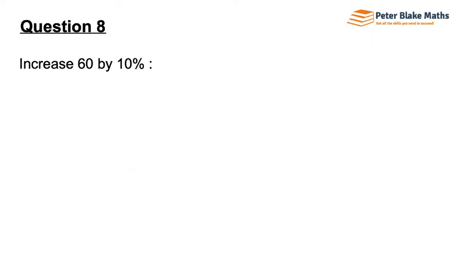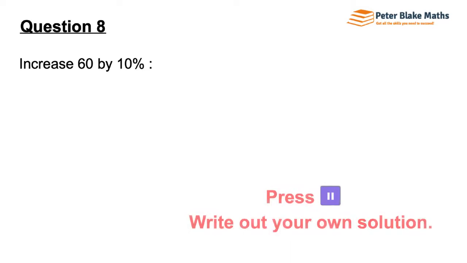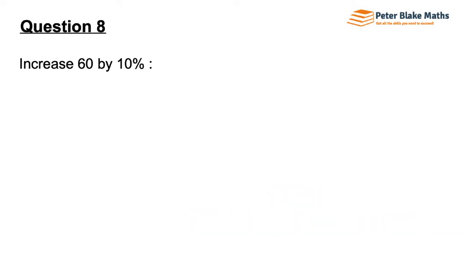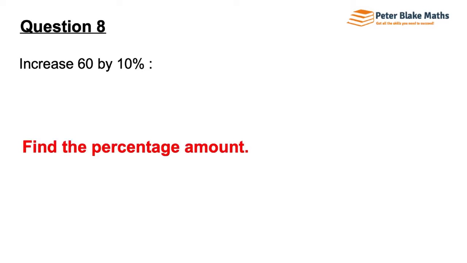Question 8. Increase 60 by 10%. We find the percentage amount. 10% can be written as 10 over 100 times 60, which gives us 6. So 6 is 10% of 60.